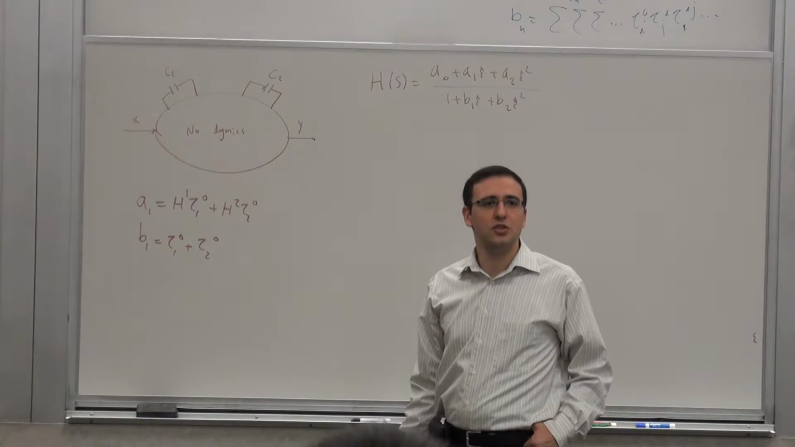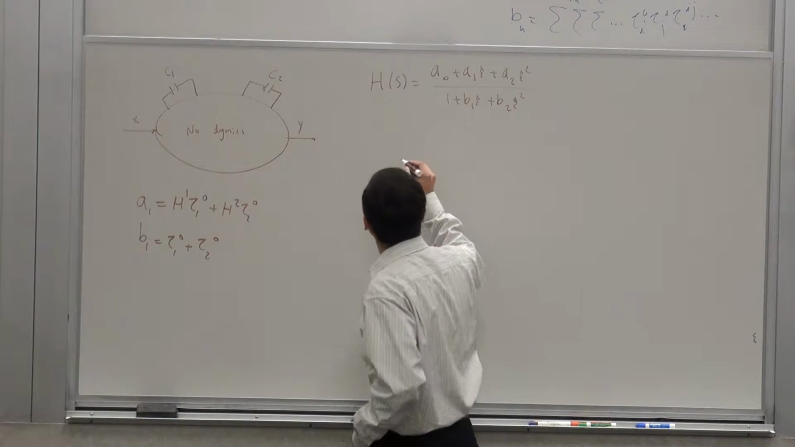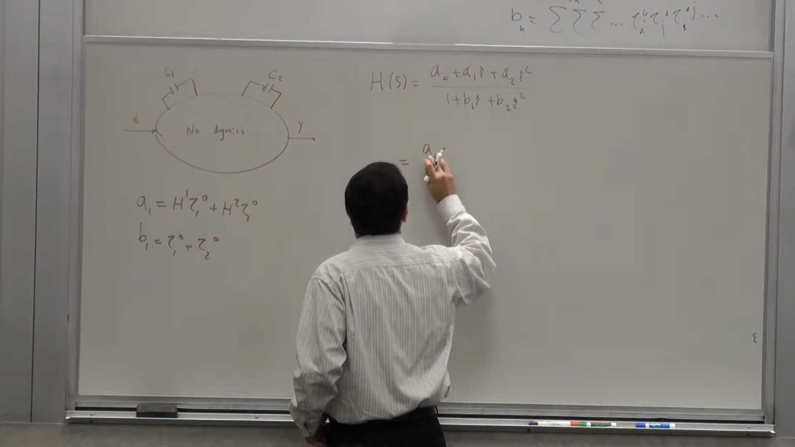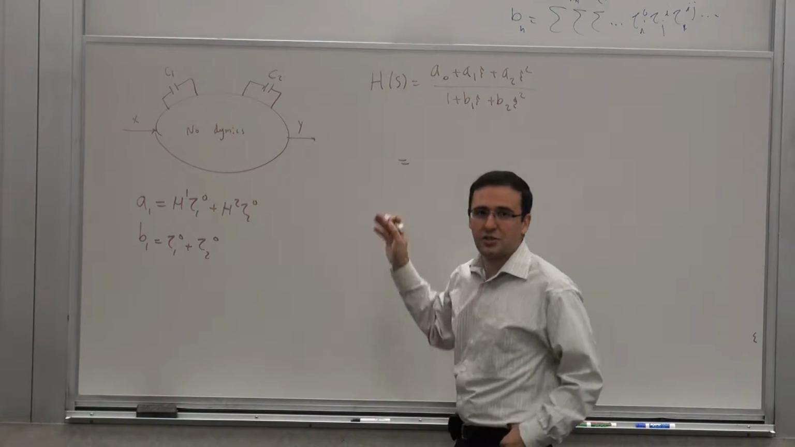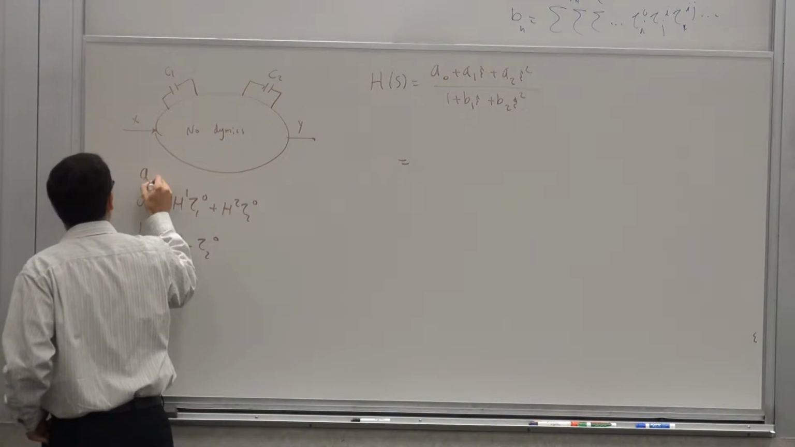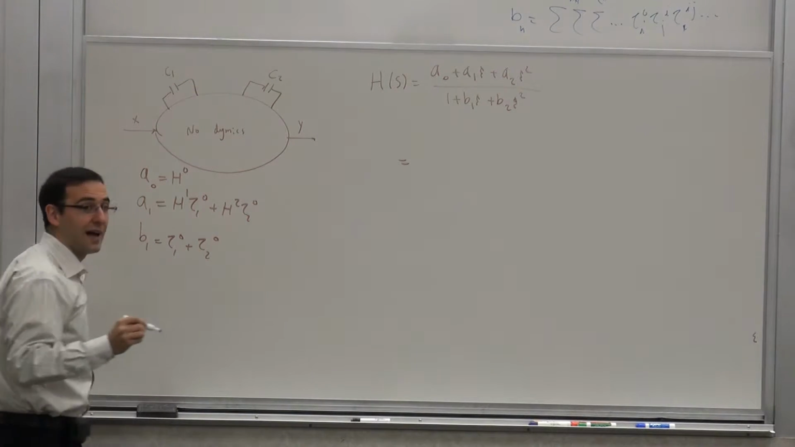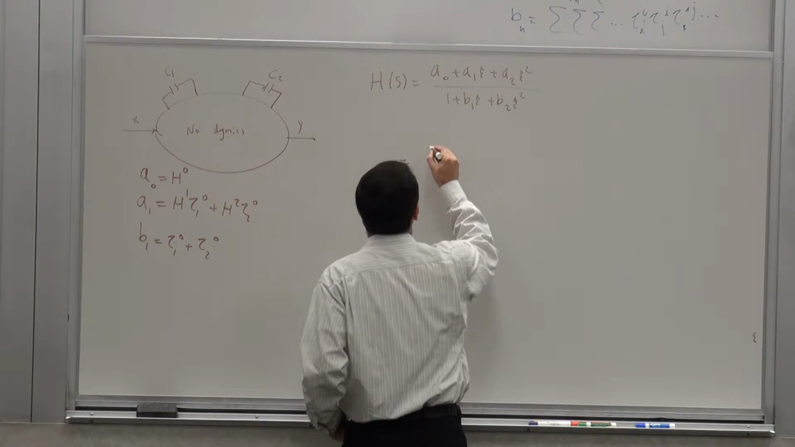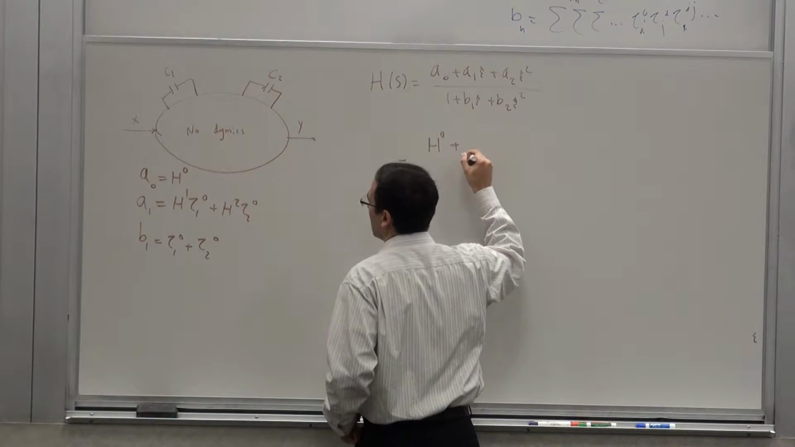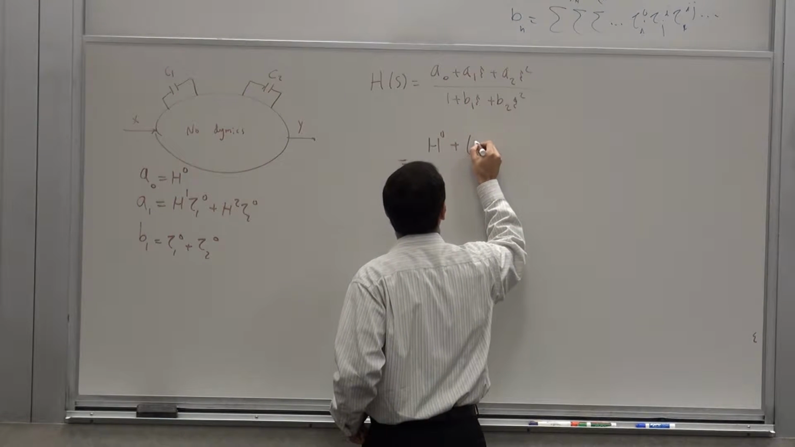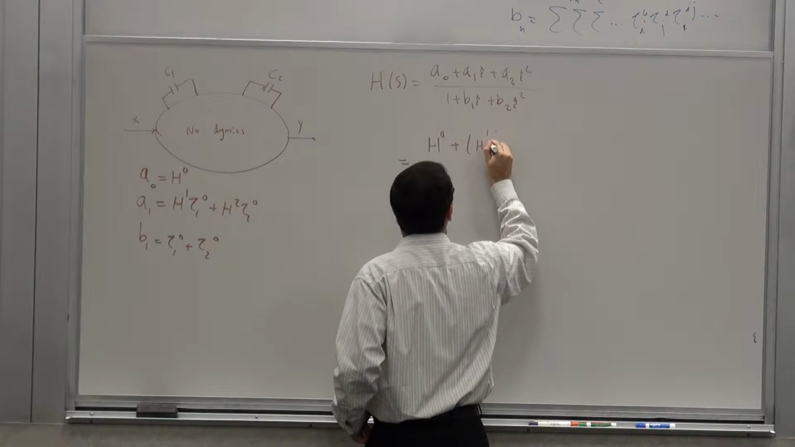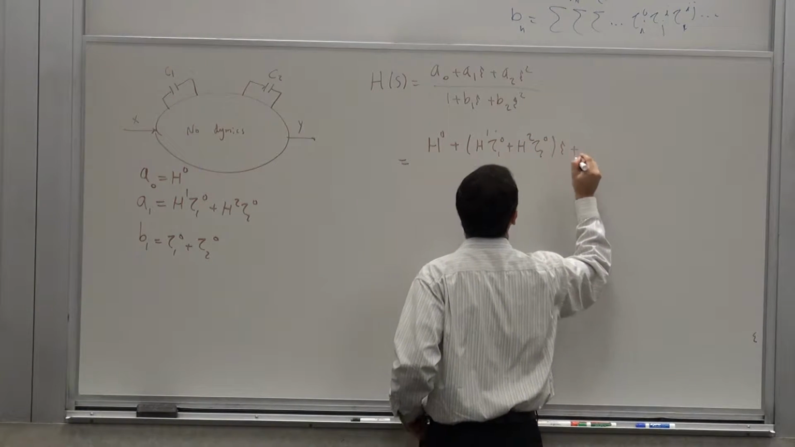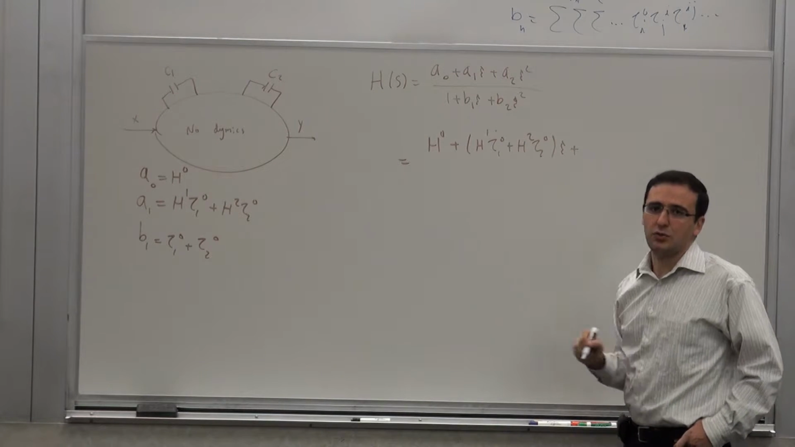Well, let's find out. So in general, how can I write this? What do I know about this transfer function? Well, I know A1 and B1, so fine. And what do I know about A0? A0 is H naught. So I know that this is H naught plus H1 tau 1 0 plus H2 tau 2 0 times S, plus. Now, what do I know about this A2 term?